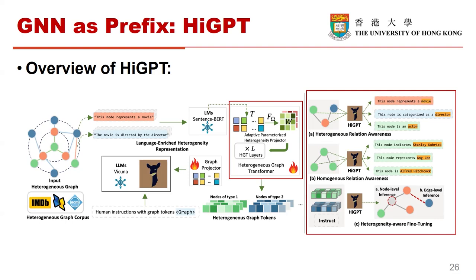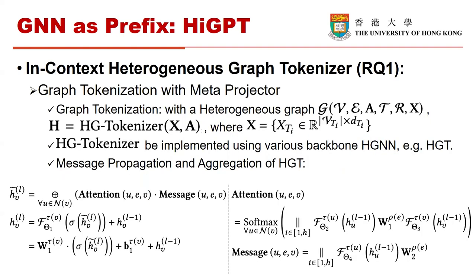As for the tuning paradigm of our HiGPT, there is also a two-stage instruction tuning paradigm, and through it we can inject into the model heterogeneous relation awareness, homogeneous relation awareness, and downstream heterogeneity-aware ability. So let's dive into the technical details of HiGPT.